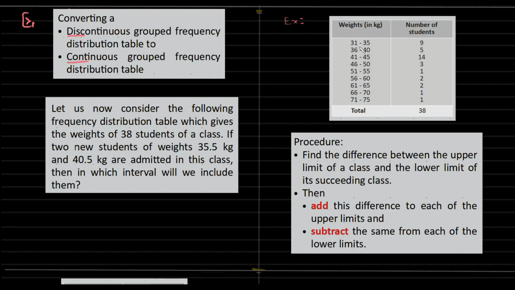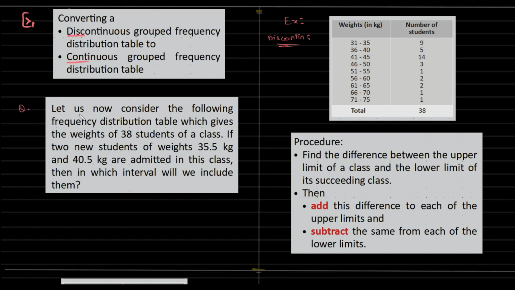So we have 31 to 35, 36 to 40, 41. Can you see this? The upper limit and the lower limit are not matching. So this is an example of discontinuous. Okay, so we need to convert it to continuous. So let's understand the scenario, why we need to do that.